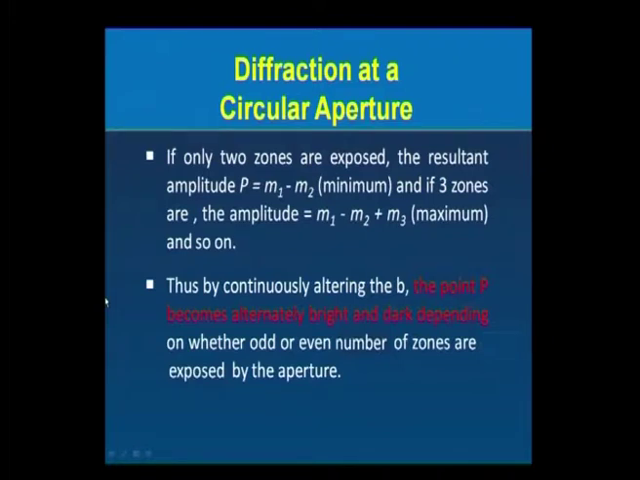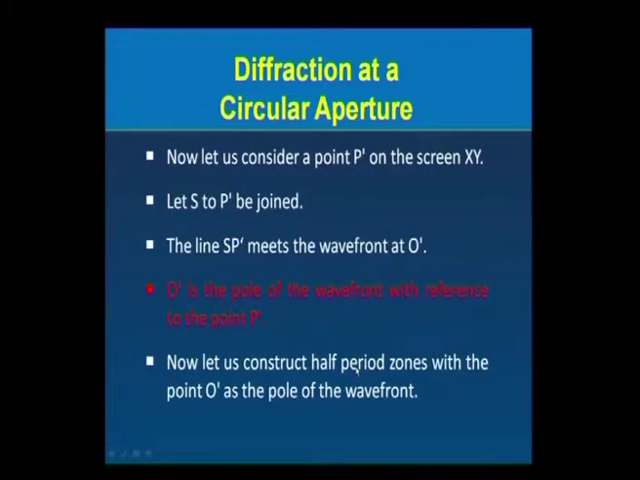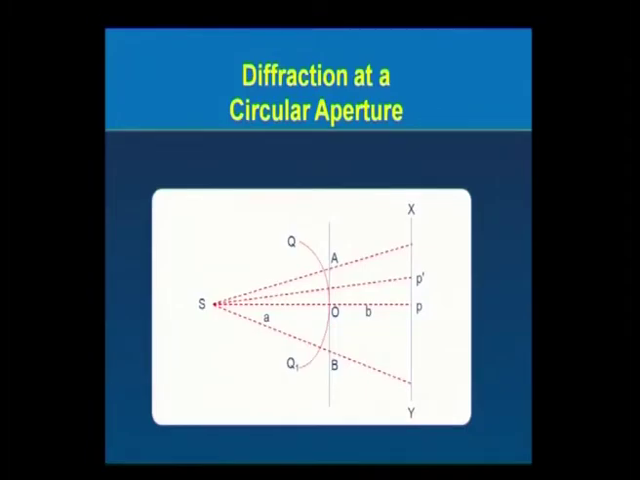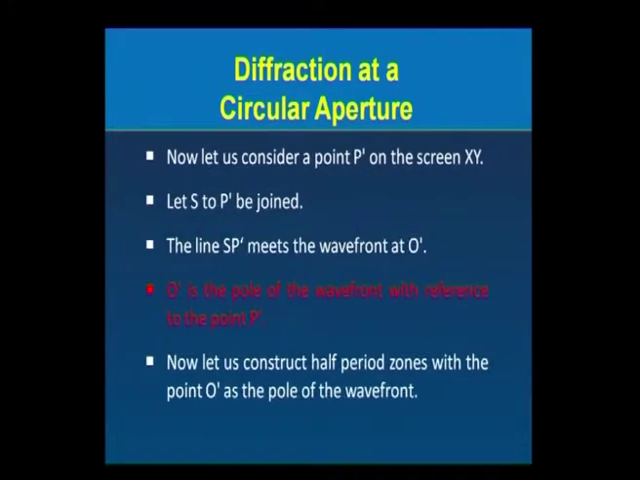Thus, by continuously altering B, the distance between the wave front or the aperture and the screen, the point P becomes bright or dark depending on whether odd or even number of zones are exposed by the aperture. Okay, that is important. Now, let us go to the point P prime. As I told you earlier, we considered the intensity at a point P. Then we go to a point P prime on the screen, which is far away from P, and at P prime there are some interesting things.